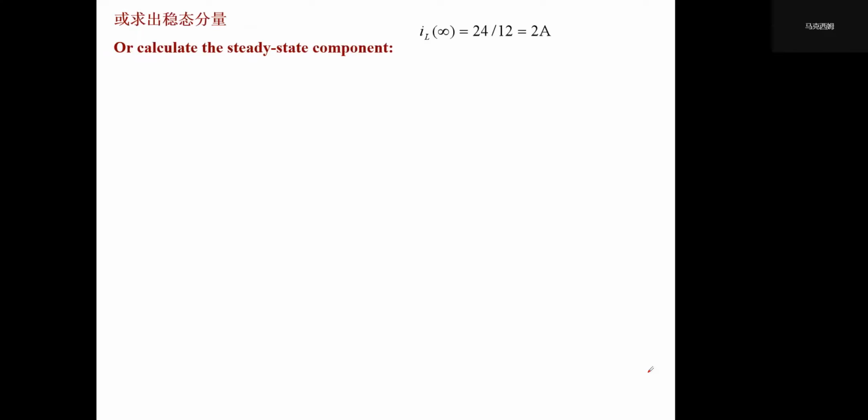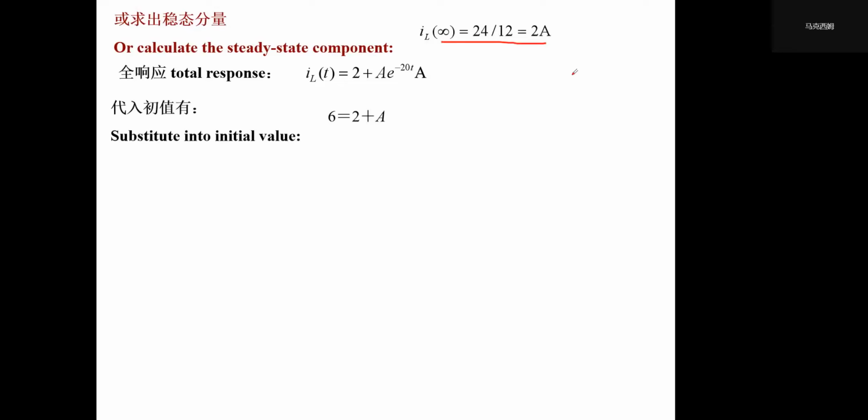Of course, we can calculate the steady state components. Infinite equals 24 over 12, which equals 12. And still, we have this total response, like look at this. We could also substitute into the initial value. Look at this. So anyway, you can do those two methods; both are right, and they reach the same conclusion.